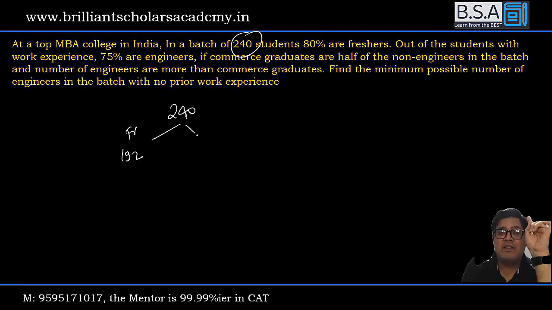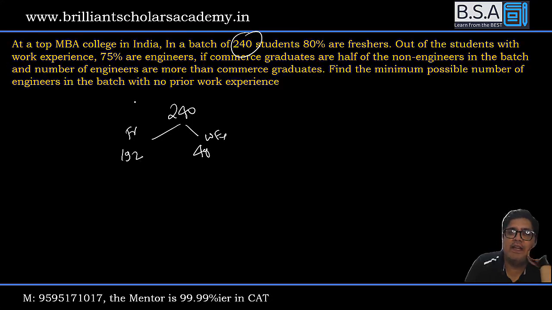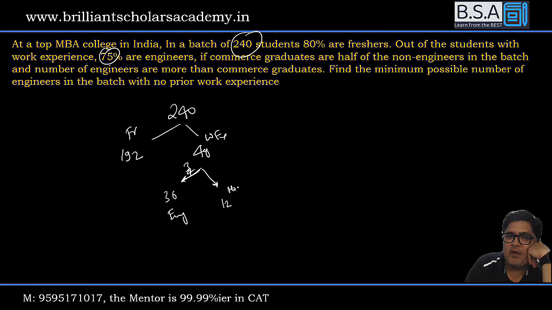Out of the students with work experience, वर्डिंग मिसप्लेस कर दी. वर्क एक्सपीरियंस वालों में 75% are engineers. 75%. 3 by 4. 3 by 4 of 48, that is 12 times 3, that is 36. These are engineers. So others are, who are the others? Non-engineers. 12 are non-engineers. अब क्या कह रहा है सुनो.